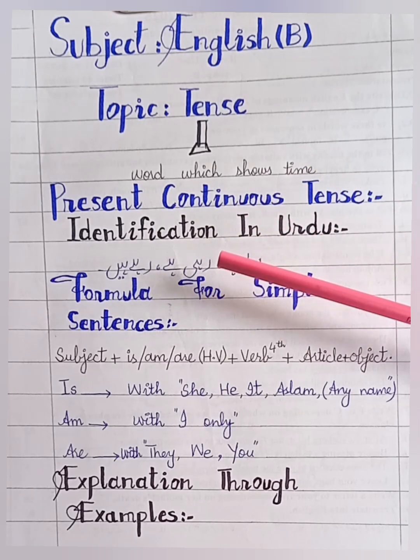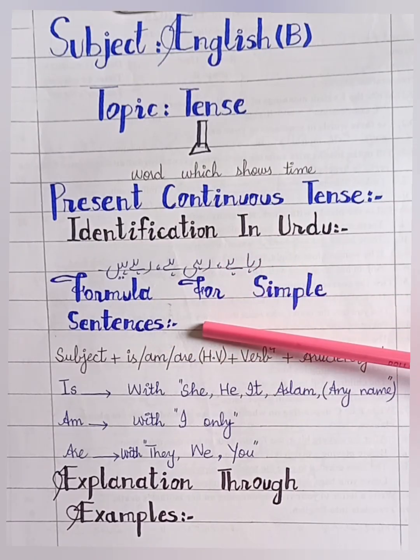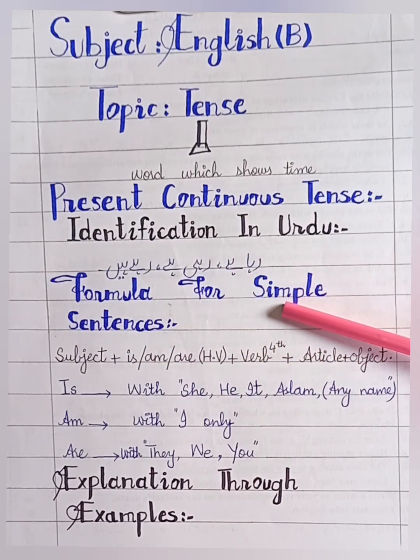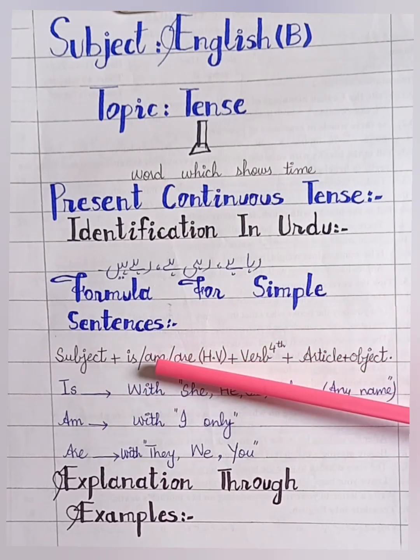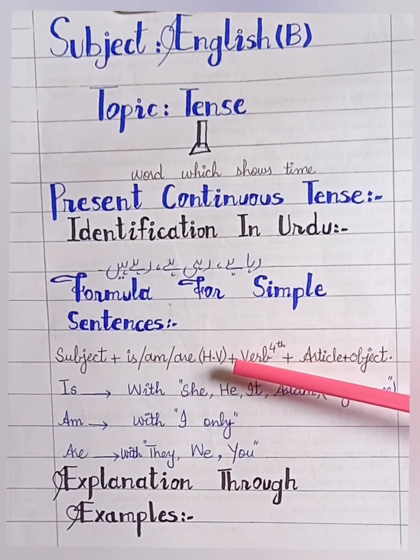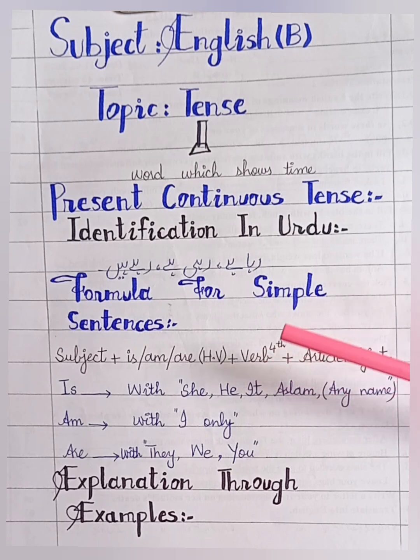Now I will tell you about the formula for simple sentences. Simple means affirmative or positive. First of all, we will place the subject. After that, we will use a helping verb. The helping verbs are is, am, are in this case. Then we will use the fourth form of verb. Fourth form of verb means whenever you use the first form of verb with ing, it becomes the fourth form of verb. Like I am going to give the example of teach.